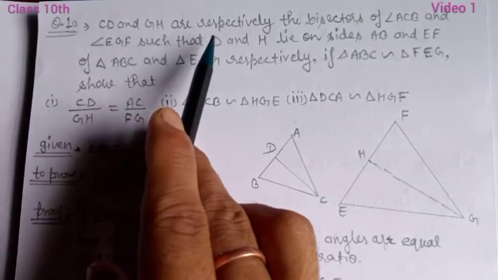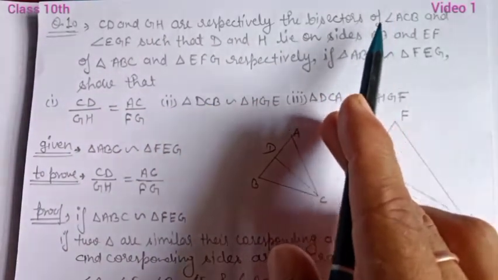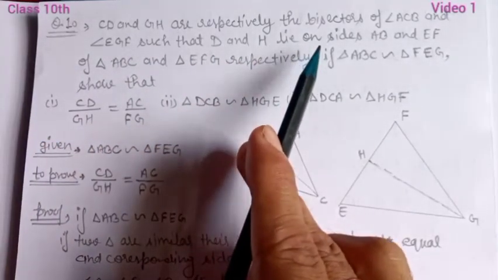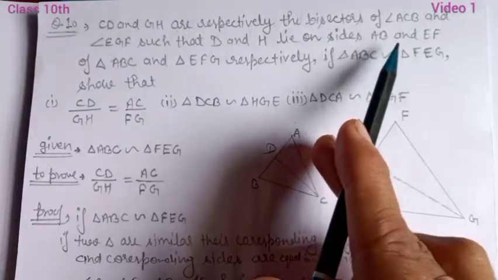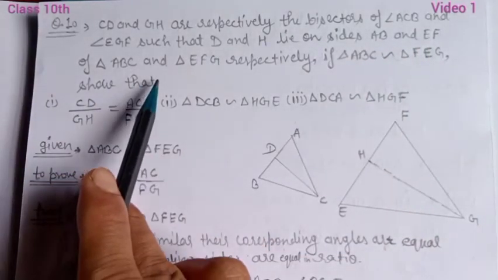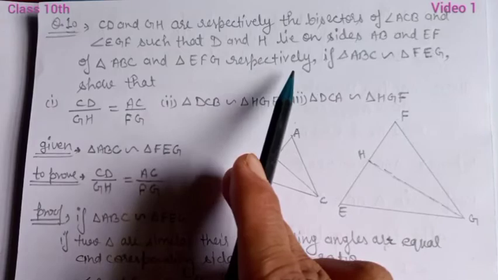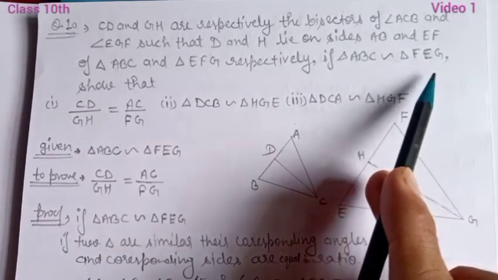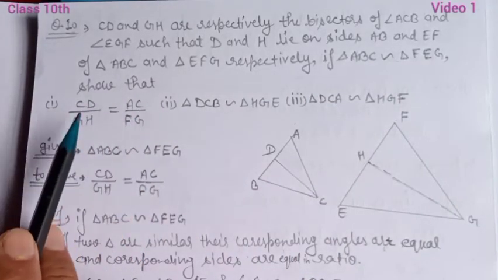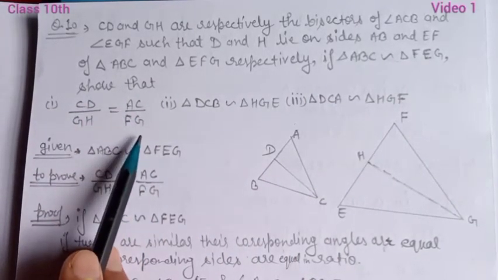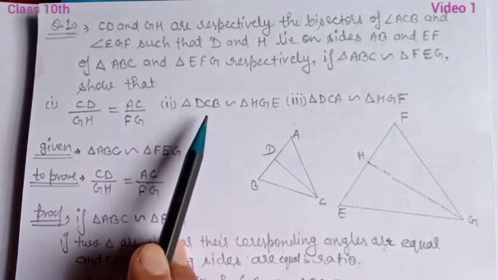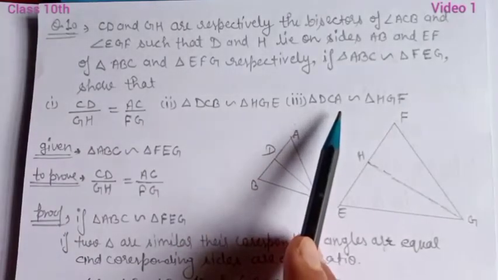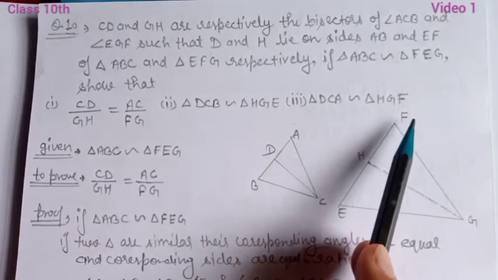Question 10. CD and GH are respectively the bisectors of angle ACB and angle EGF, such that D and H lie on sides AB and EF of triangle ABC and triangle EFG respectively. If triangle ABC is similar to triangle FEG, prove that: first, CD upon GH is equal to AC upon FG. Second, triangle DCB is similar to triangle HGE. Third, triangle DCA is similar to triangle HGF.